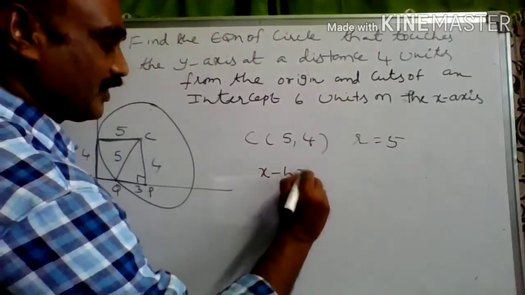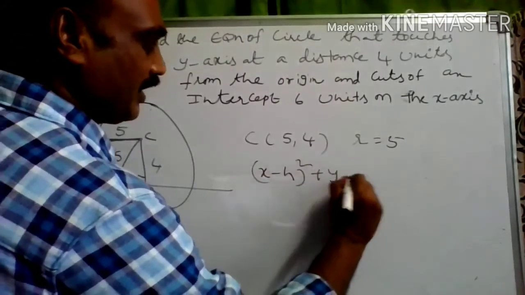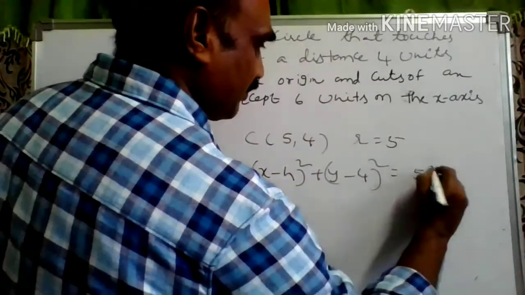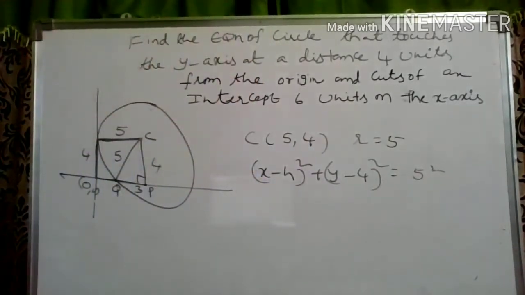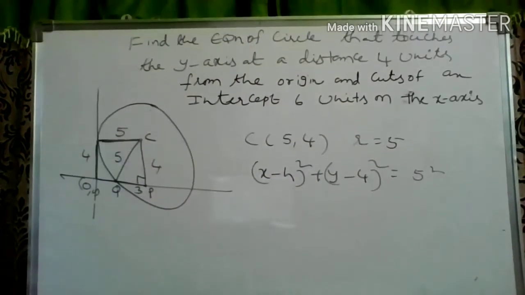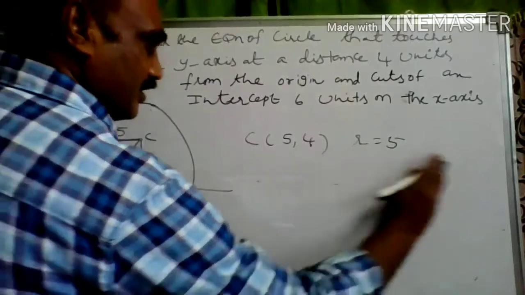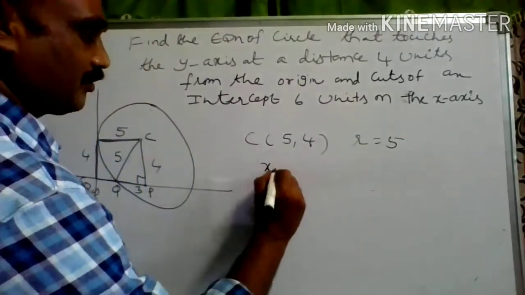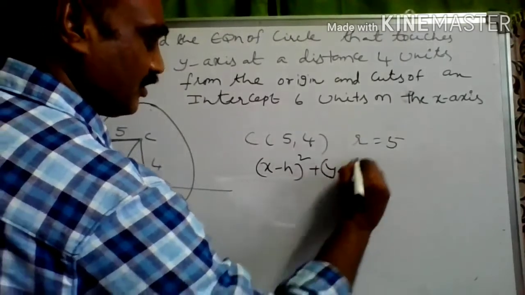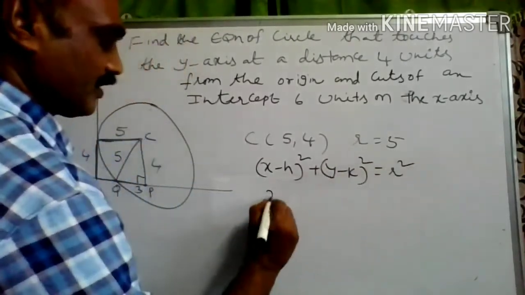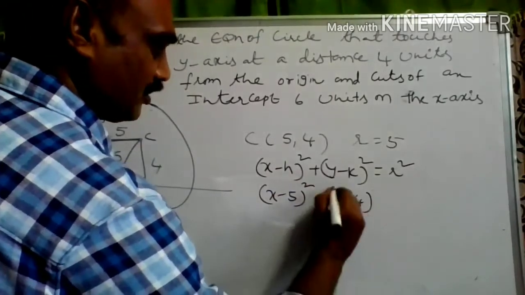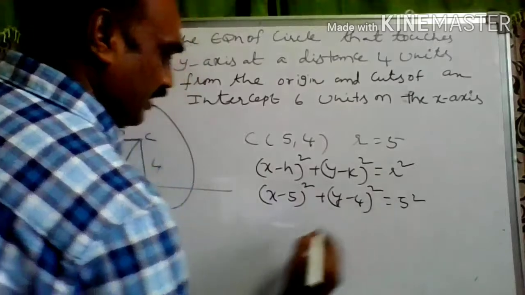Circle equation: x minus h whole square plus y minus k whole square is equal to r square. R square is 5 square. Formula: x minus h whole square plus y minus k whole square is equal to r square. x minus 5 whole square plus y minus 4 whole square is equal to 5 square.